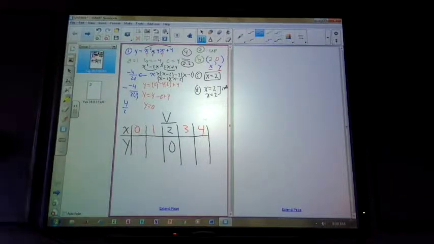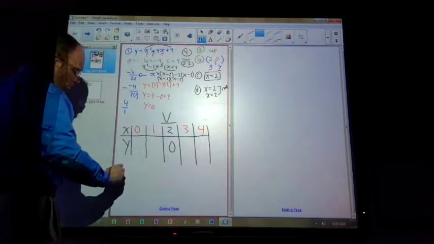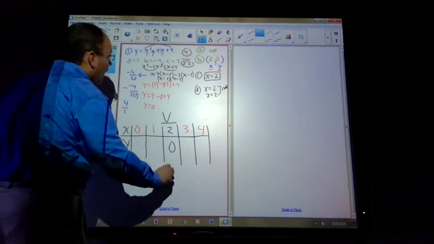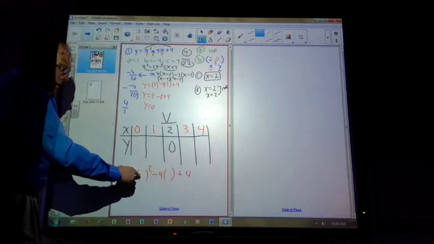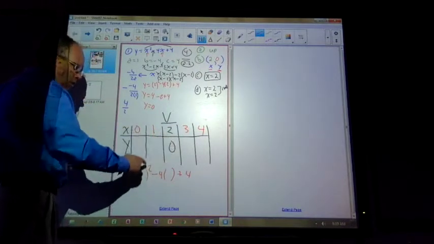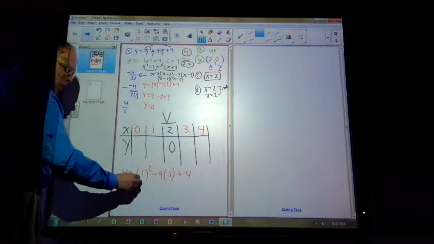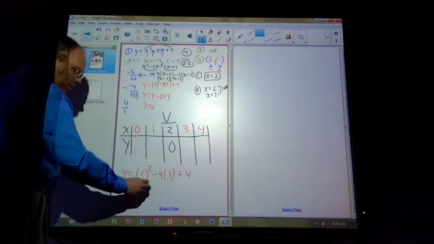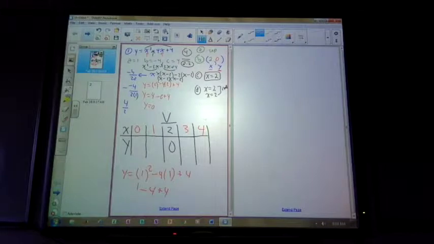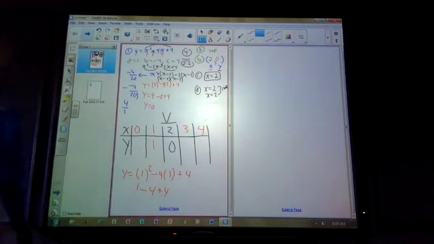So let's take some values and plug them in. I'm going to plug into our original, y equals x squared minus 4x plus 4. I could plug 3 in if I wanted to, but I think 1's easier to plug in. So I get 1 squared, which is 1, minus 4 times 1, which is 4, plus 4. 1 minus 4 is negative 3. Negative 3 plus 4 is 1. Oh, sweet, that's a 1. Where else do I have a 1?